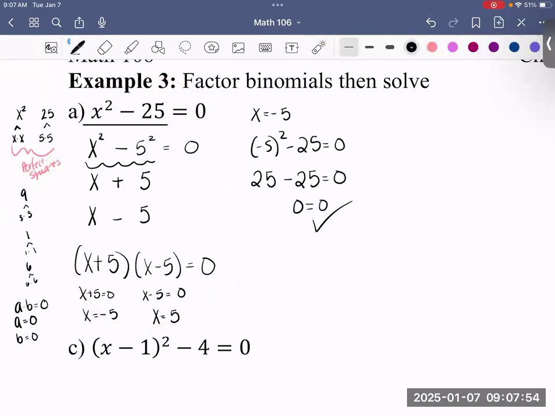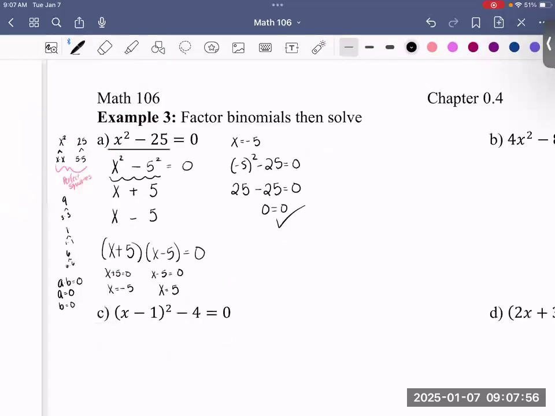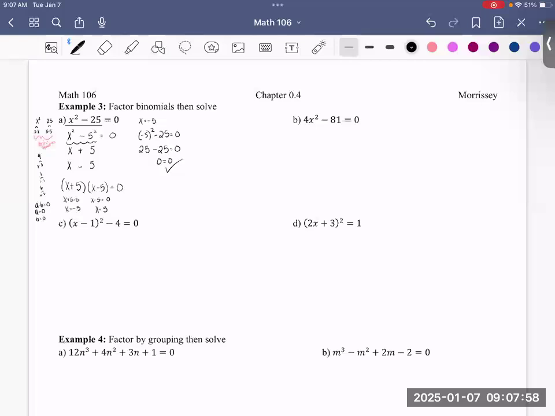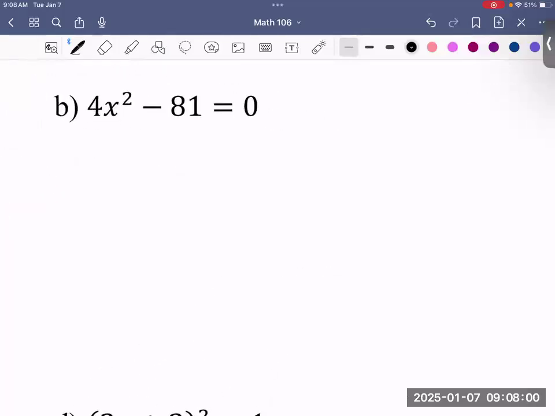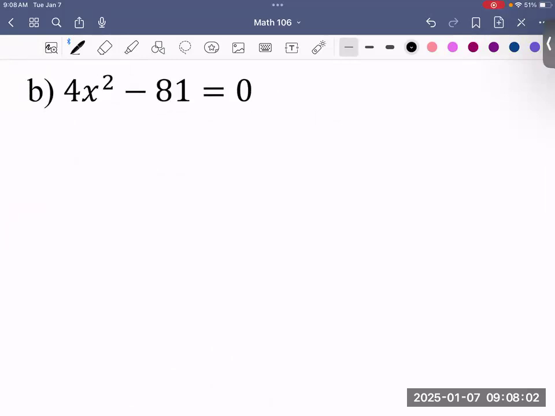Another way, this is by solving. No, I'll wait till the end of the video. Let's have you do it again here with B. Pause the video, see what you come up with.